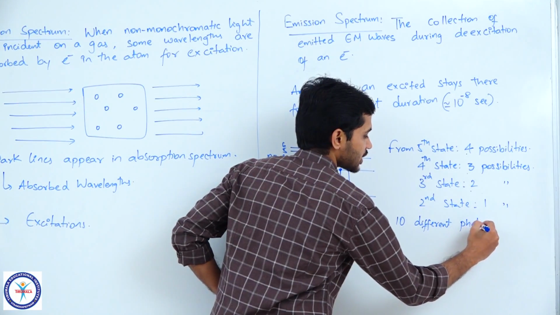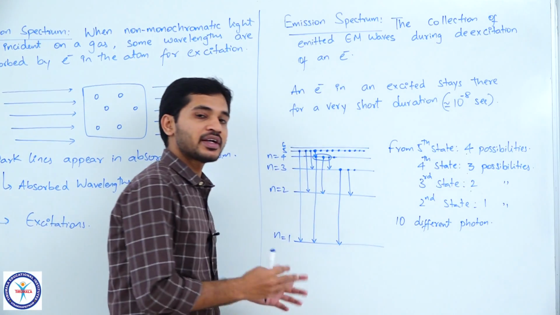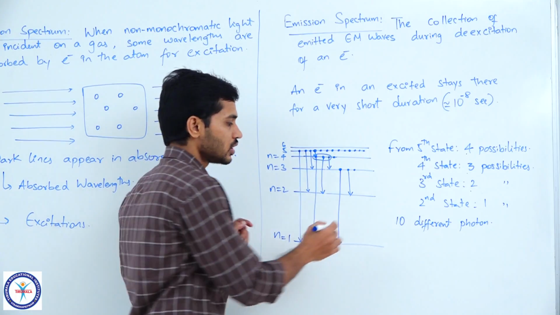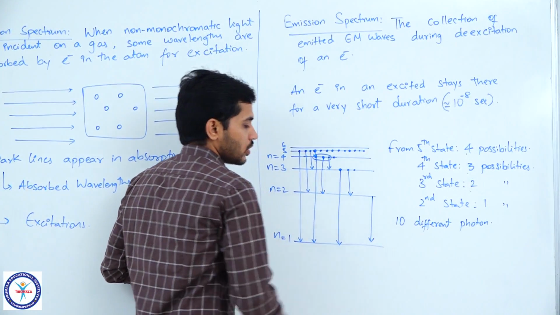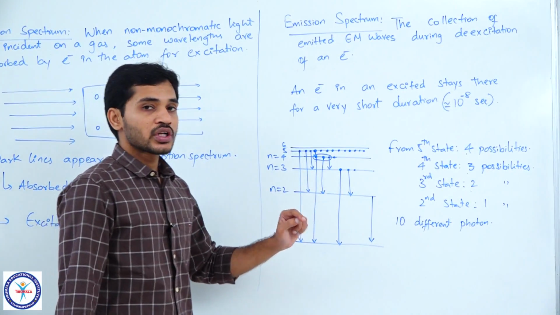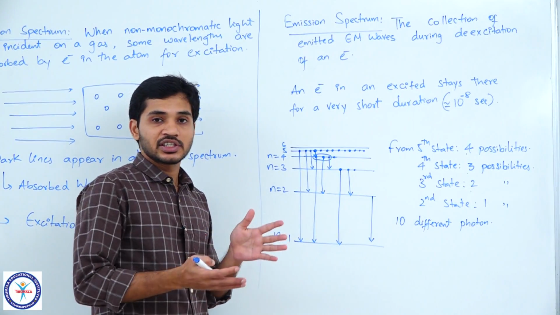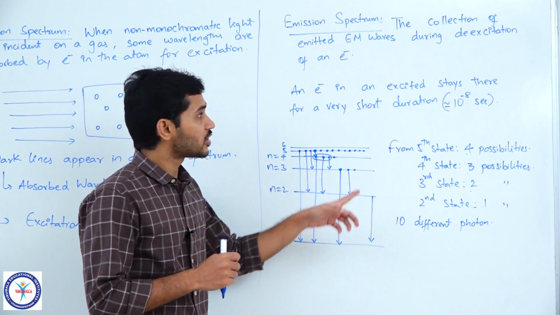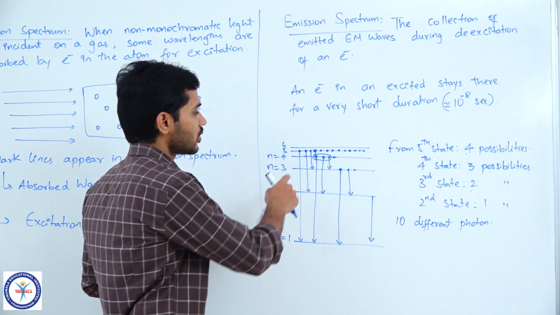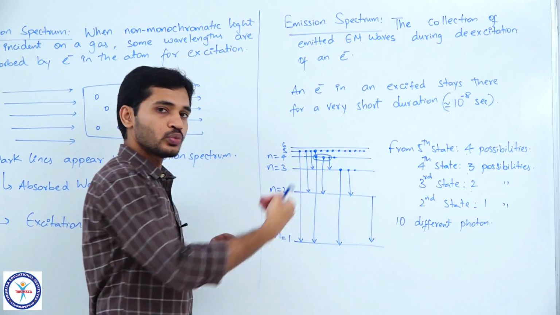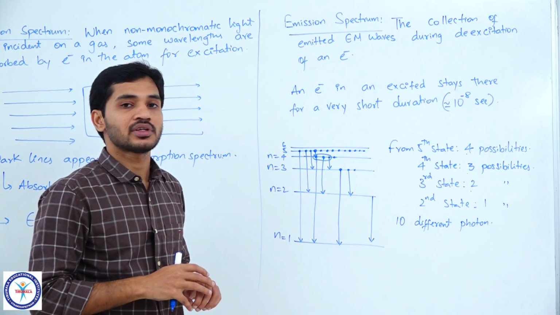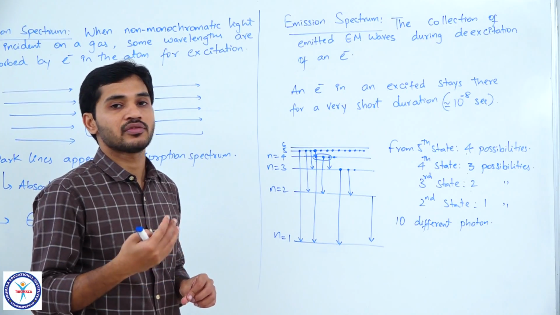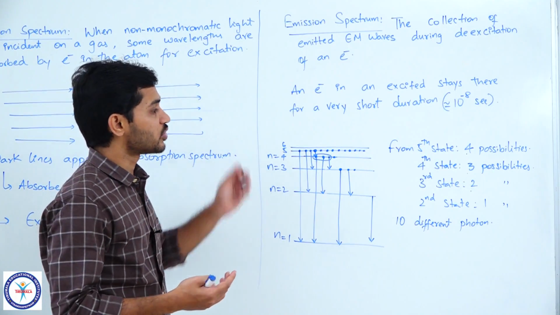So each of these transitions corresponds to different energy. None of the lines which I have drawn here, including 2 to 1, has the same energy difference, which means they all have different wavelengths also. So in this particular case, for transitions from the fifth state to below, there are 10 possible transitions that can occur. So there are 10 wavelengths in the emission spectrum.